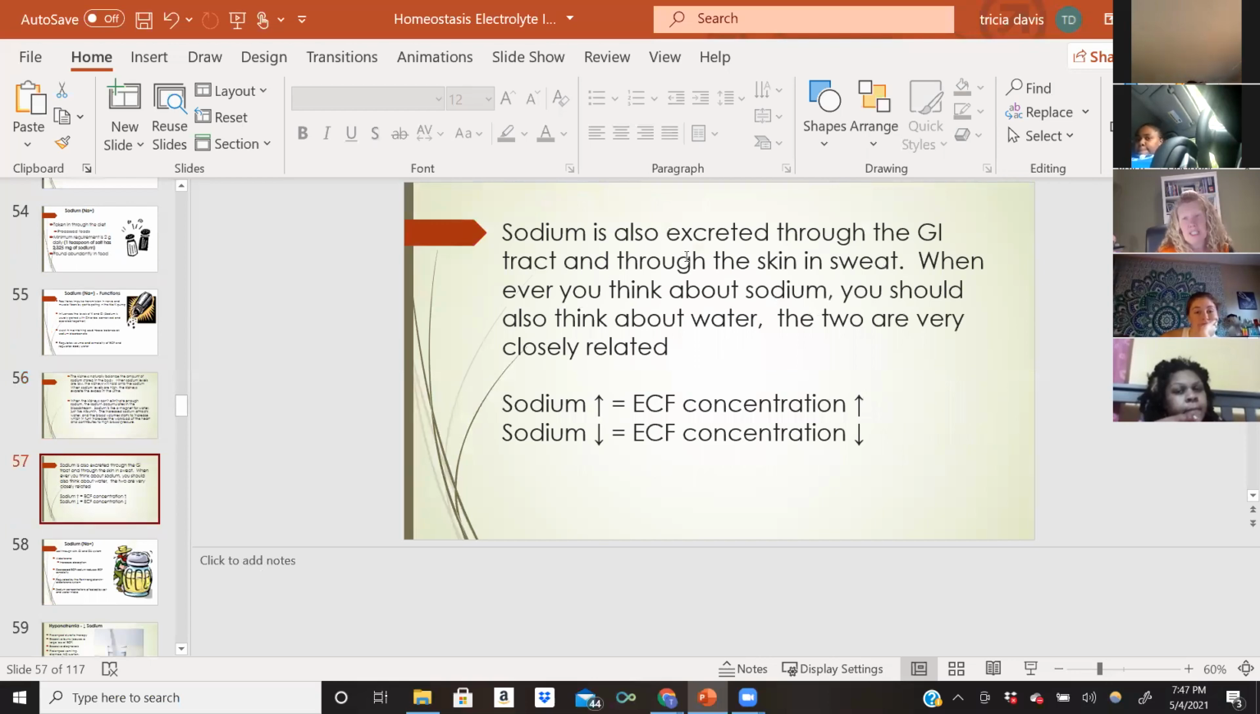Sodium is also excreted through the GI tract and through the skin in sweat. So whenever you think about sodium, you should also think about water. The two are very closely related. So an increase in sodium is going to be an increase in that extracellular fluid concentration. A decrease in sodium is going to be a decrease in that extracellular fluid concentration.